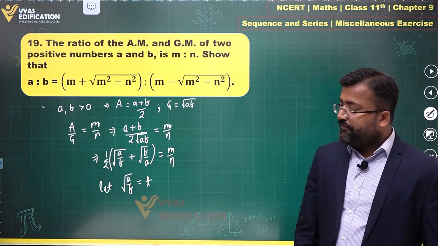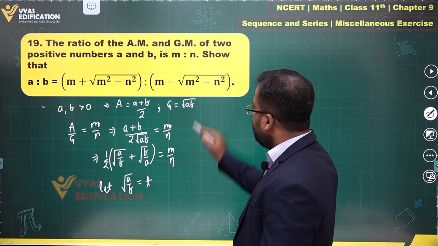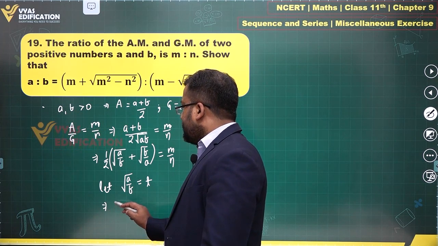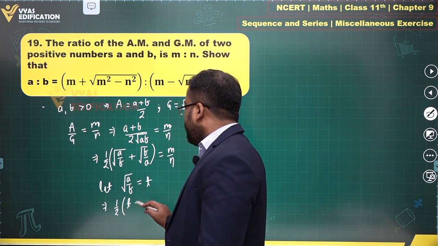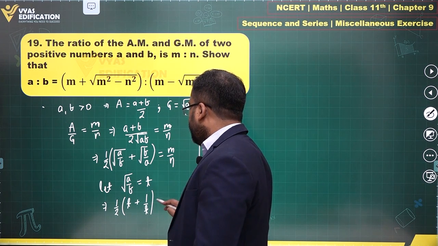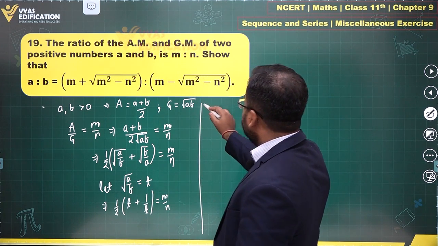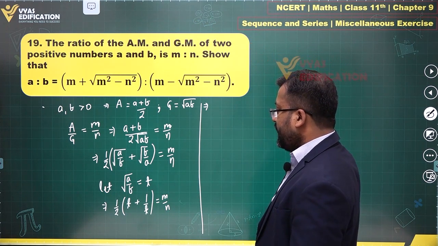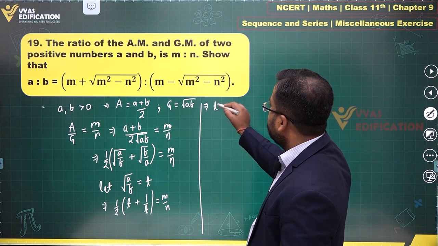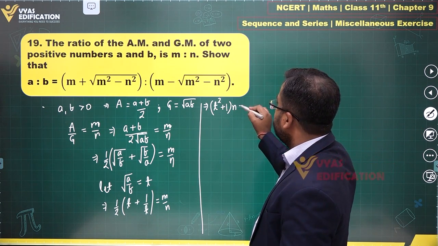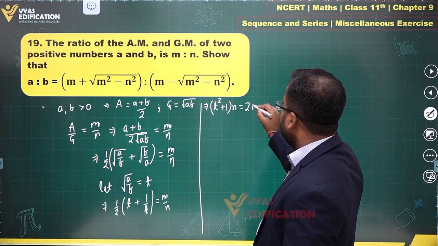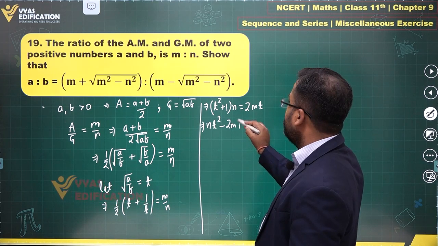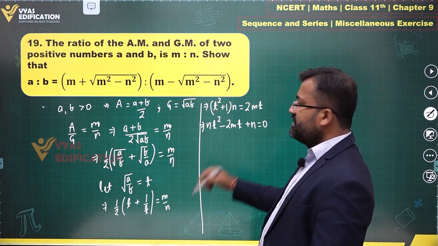If you assume this, then we have simply divided and separated them out, and now we want to make a quadratic in terms of root a upon b. What does that tell me? 1 times 1 by 2 times t plus, this is reciprocal, 1 upon t is equal to m upon n. And this further tells me, okay, (t square plus 1) times n is equal to 2tm, and this becomes n t square minus 2mt plus n is equal to 0. This is what you get, right?